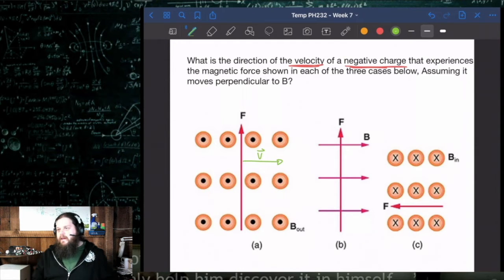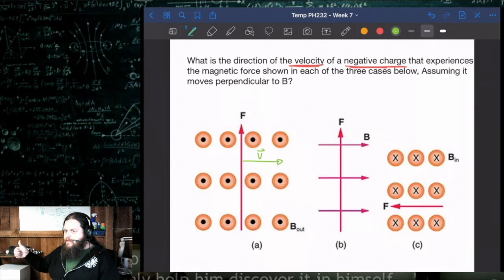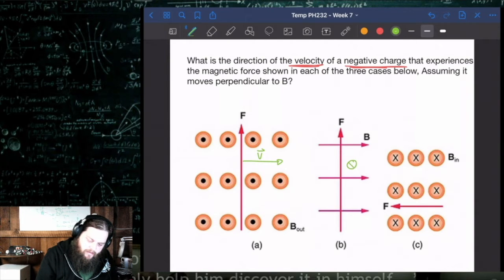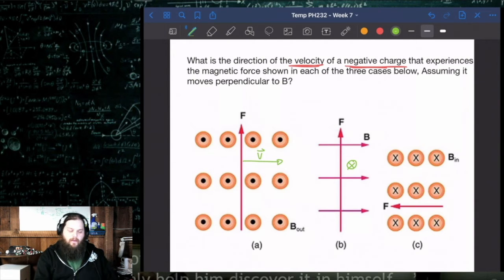For part B, again, the force is going up, which means I got to put my thumb down because it's a negative charge, right? And I need to curl my fingers in the direction of that magnetic field. So that leads my knuckles pointing into the screen, right? So that means my velocity is going into the screen that way. There's my V of the charged particle.